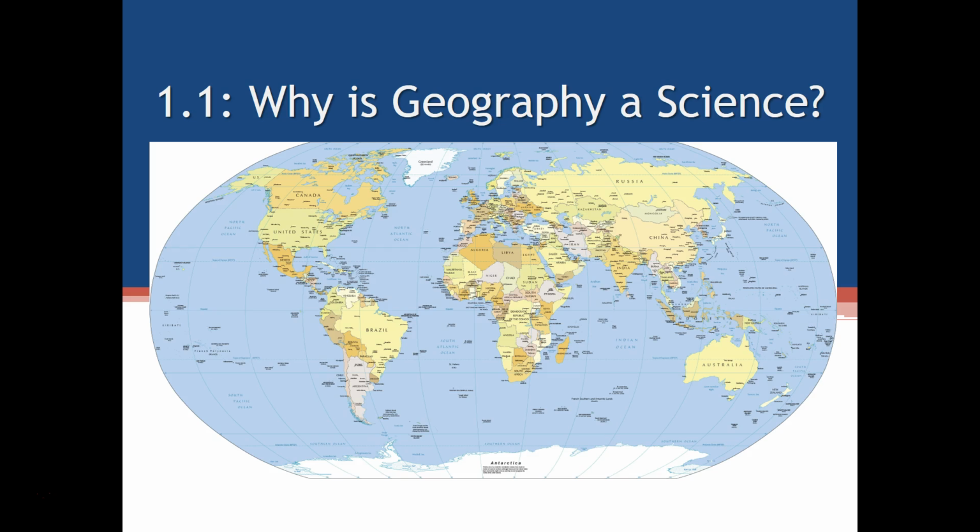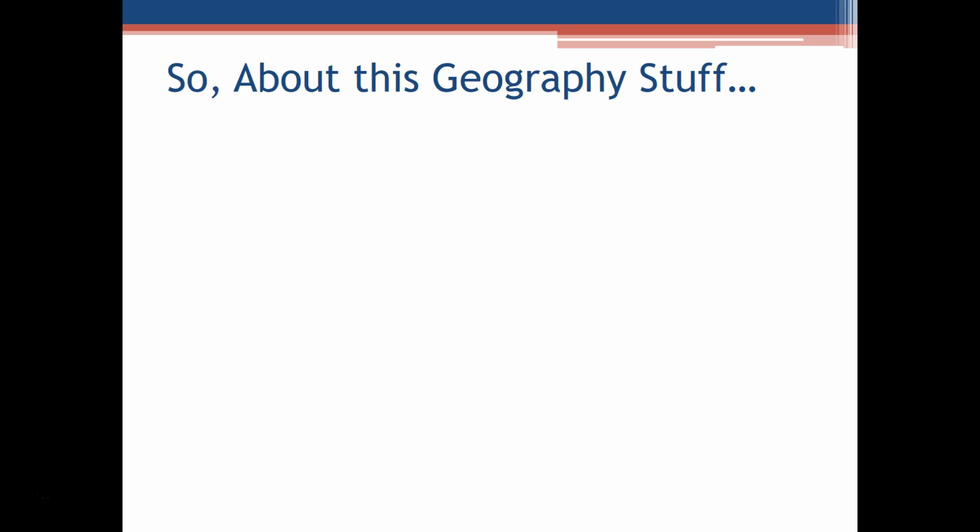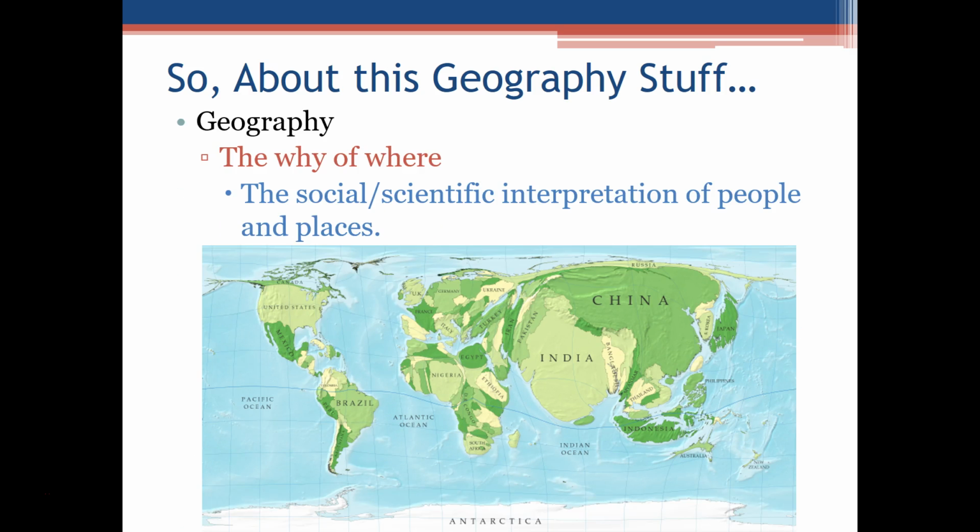All right, so let's get rolling. First picture of the world, figured that was fitting, right? So about this geography stuff. A good non-scientific definition of geography is the why of where. That's how I describe our class to everybody. So you look at where something is and you say, okay, why is it there? What has happened to that thing or that phenomenon as it's located there, and so on.